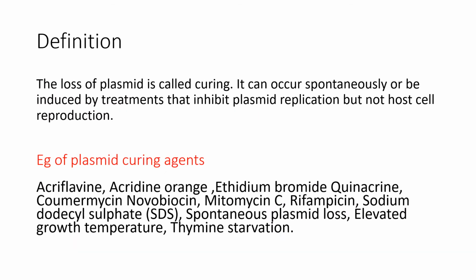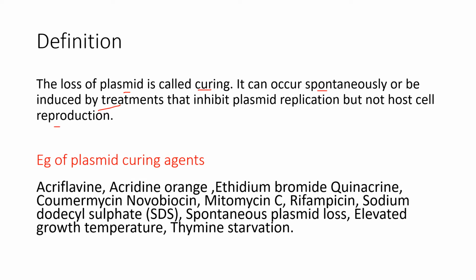Now the definition of plasmid curing. The loss of a plasmid from a cell is called plasmid curing. It can be spontaneous, that means it can happen automatically in nature, or be induced by treatments with physical or chemical agents. The chemical and physical agents inhibit plasmid replication but not host cell reproduction.